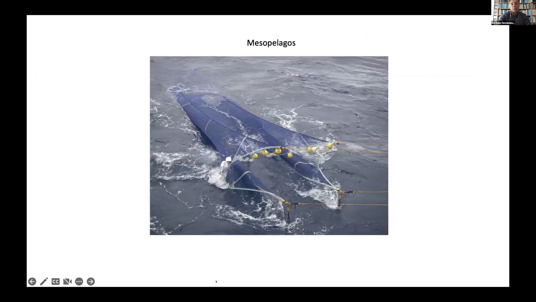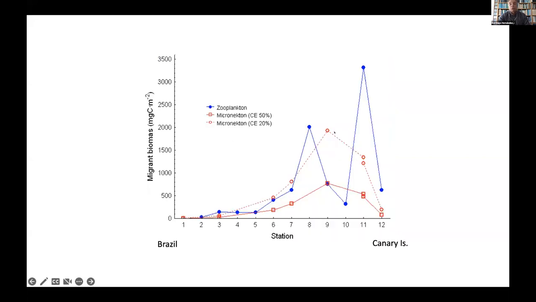So we sampled with this large net, a mesopelagic trawl that opens 40 square meters at the front. And what we observed was a very low amount of migrant biomass in the oligotrophic area, and of zooplankton. And zooplankton was high in the Guinea Dome and the upwelling of Northwest Africa. But look at the micronekton.